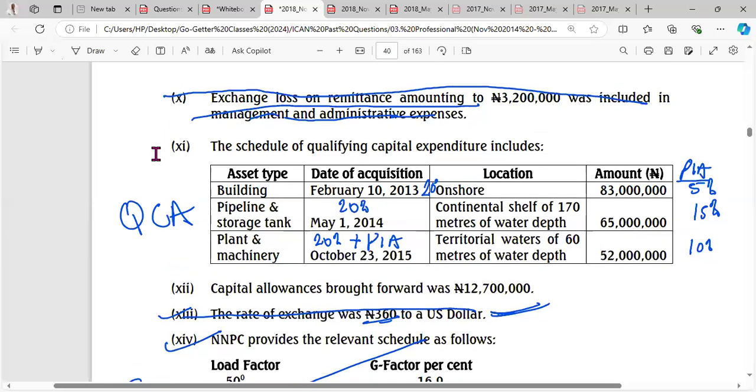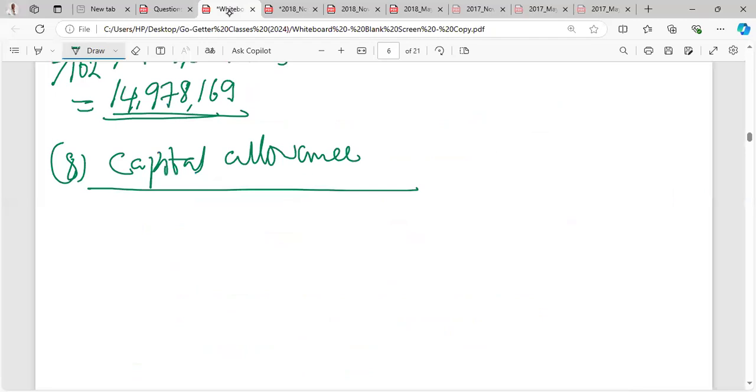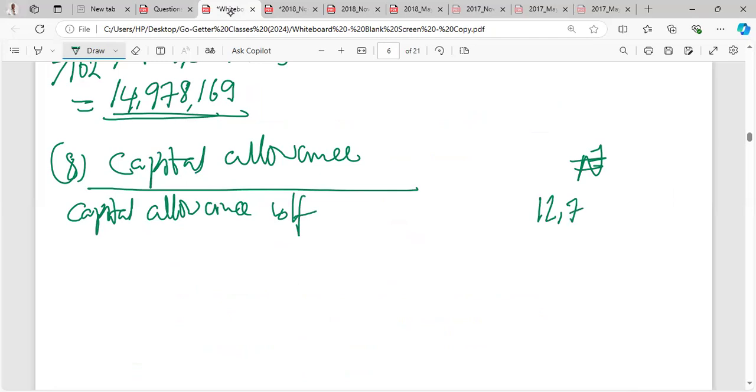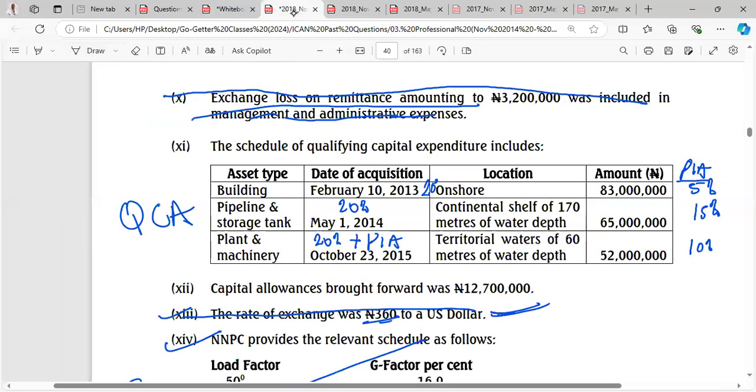And now this is the capital allowance brought forward, 12,700,000. So that's where we start. Capital allowance brought forward, 12,700,000. So we've done this. So we can tick cancel. We've done this. 12,700,000. Then we'll now look at annual allowances.